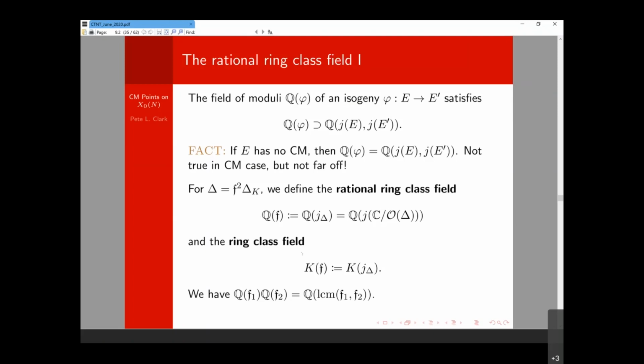More famous is the regular ring class field, which is exactly the number field that I took before, only I adjoined K. So the ring class field has a big part in class field theory. It's an abelian Galois extension of K, et cetera. Okay, but since Q adjoined j is the rational ring class field, it's sort of obvious relevance to what we're talking about right now.